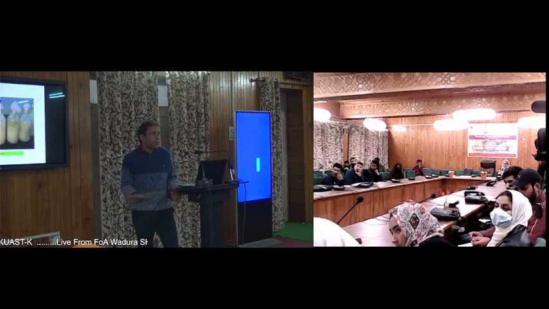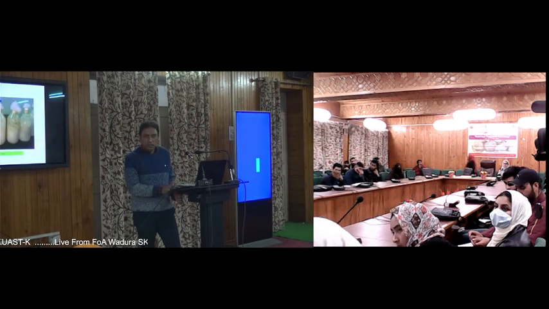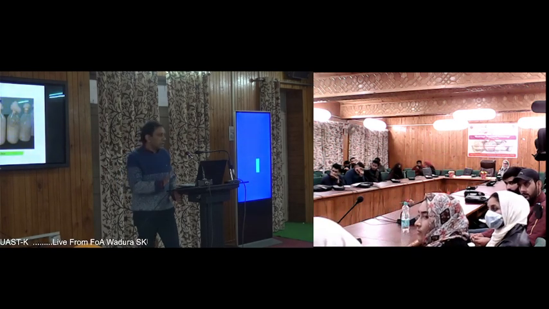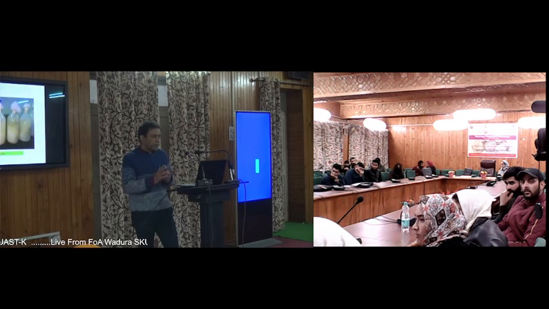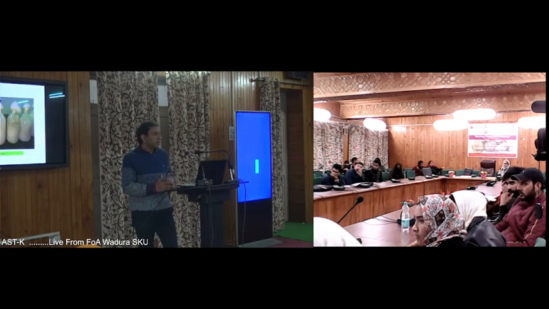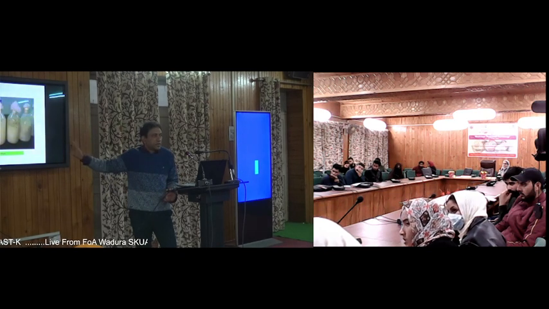So this is the story about how we make a culture. Then from that culture, how we inoculate that culture on any type of substrate. It can be wheat grain, it can be any grain, so that we finally get this type of bottle, which we call SKUAST.